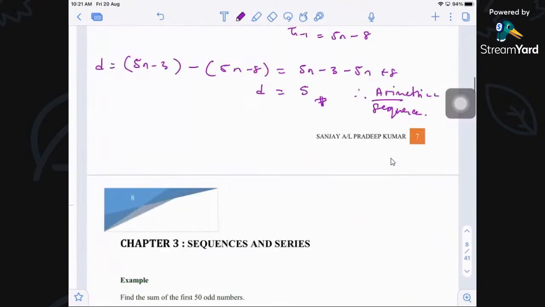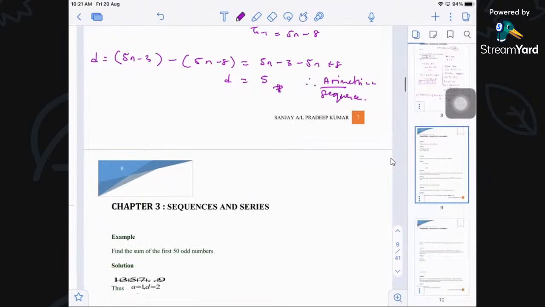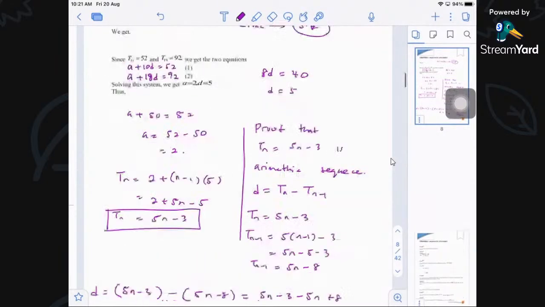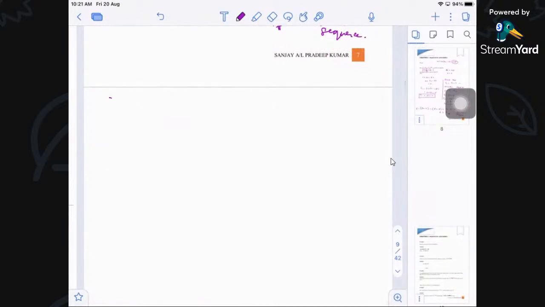Then after that, we come to the next part of this chapter. The next part of this chapter is going to be summation. Summation rules over there. Summation of what? Summation of AP, arithmetic progression or arithmetic sequence. So for summation we also have a formula. The summation formula is Sn equals n over 2 times (2a plus (n minus 1)d).